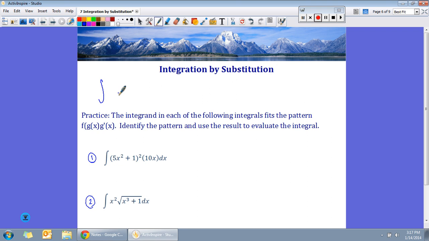If we have an integral of f of g of x times g prime of x, the antiderivative is just going to be the antiderivative of f of g of x plus c. So it's basically the anti-chain rule.